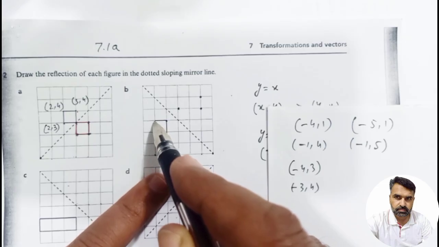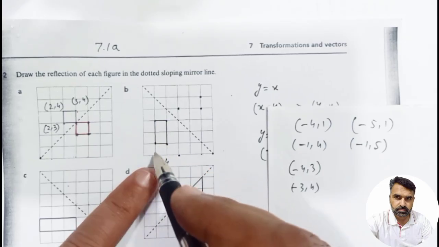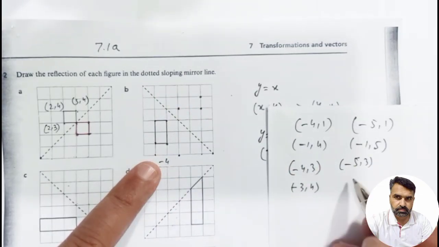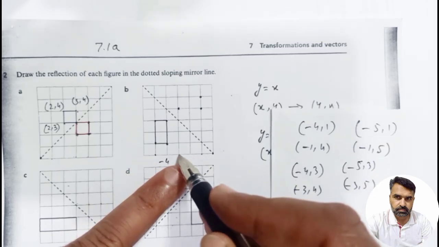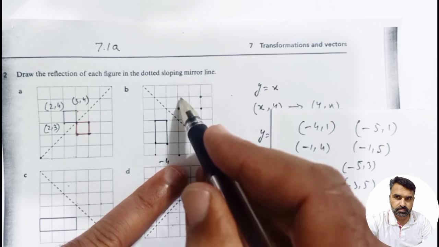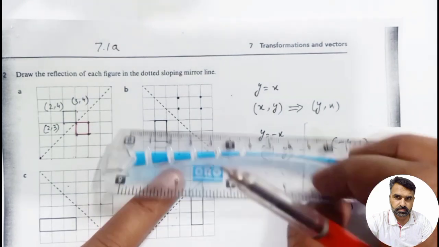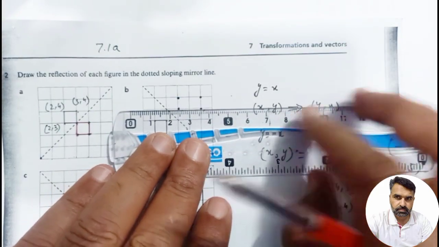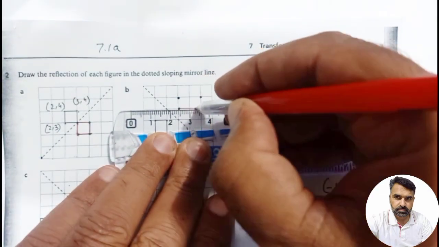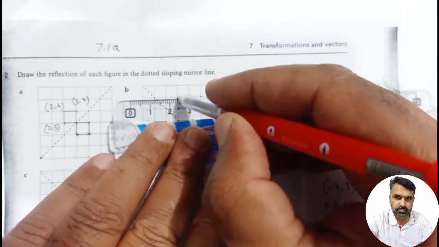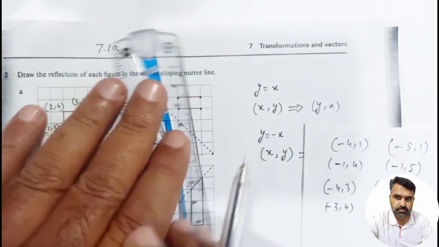Now we will see the coordinate of this point, and the coordinate of this point is minus 5 and 3, and minus 5 and 3 will be changed according to this mirror, and it will become minus 3 and 5. So minus 3, this is minus 3, 1, 2, 3, 4 and 5, and now we will join these 4 points, and that is the reflection of the given diagram according to the given equation, that is y is equal to minus x.